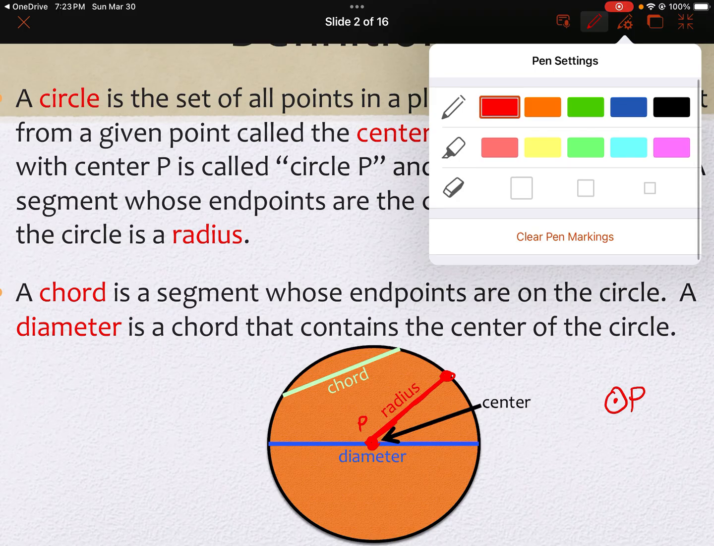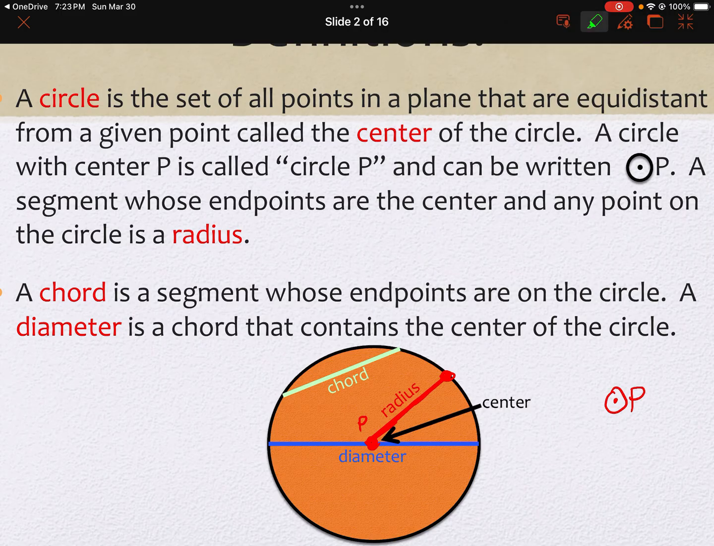So let's talk about that real quick. A chord in general looks like this. It touches a circle in two different points, and it's a segment that connects those 2 points. Now, the diameter is also a chord. But more importantly, that diameter contains the center. And that diameter is 2 times as big as the radius. The radius is half the size of the diameter.